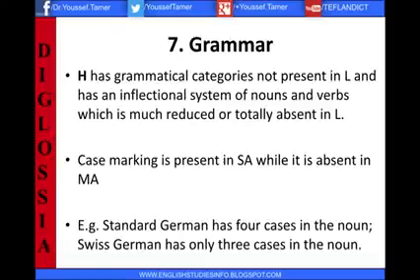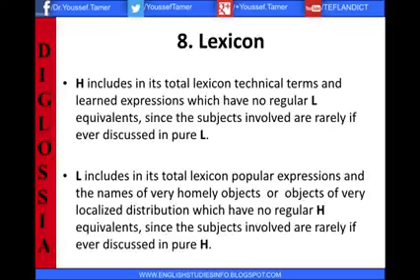Good, so you can finish taking notes later when you go online. Now, the other one is the lexicon, okay? The lexicon. The high variety includes in its total lexicon technical terms and learned expressions which have no regular low variety equivalents, since the subjects involved are rarely, if ever, discussed in pure L.